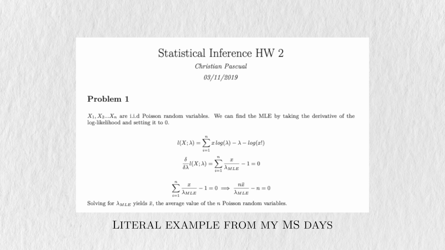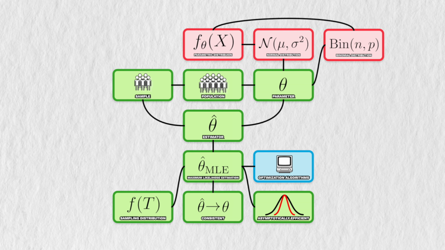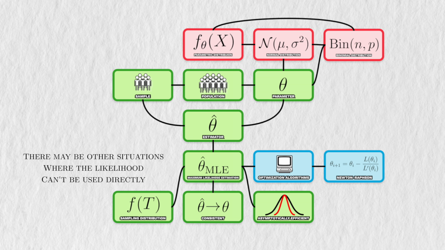In your courses, it's easy to see the maximum likelihood estimator as just another calculus exercise. For basic problems, the MLE will have a nice exact form, but this won't be the case in general. Instead, you'll need to rely on computers and optimization algorithms like the Newton-Raphson algorithm to get the value of the estimator. There may be other situations that make it impossible to use maximum likelihood directly.